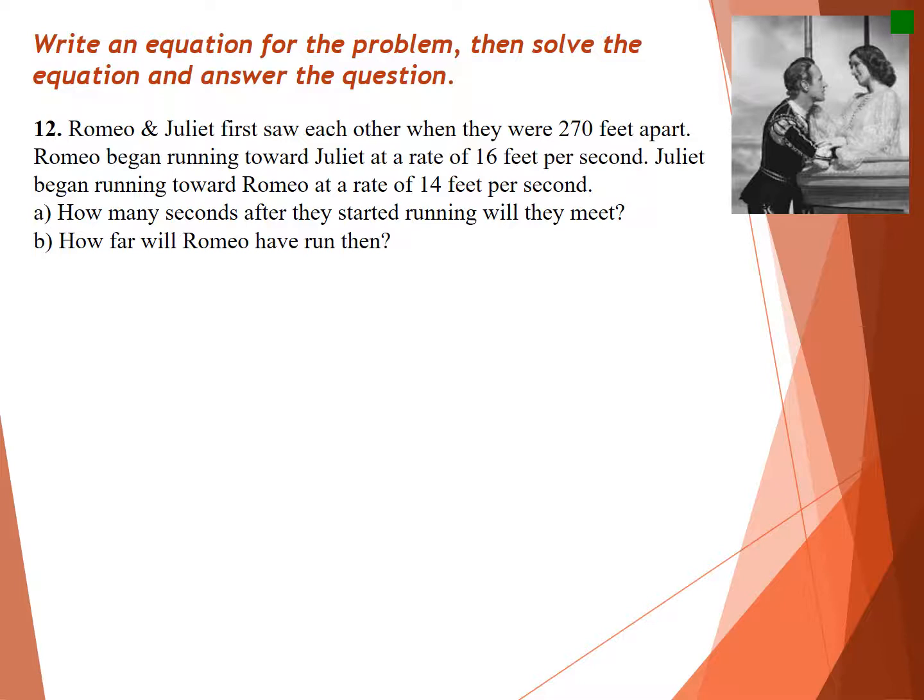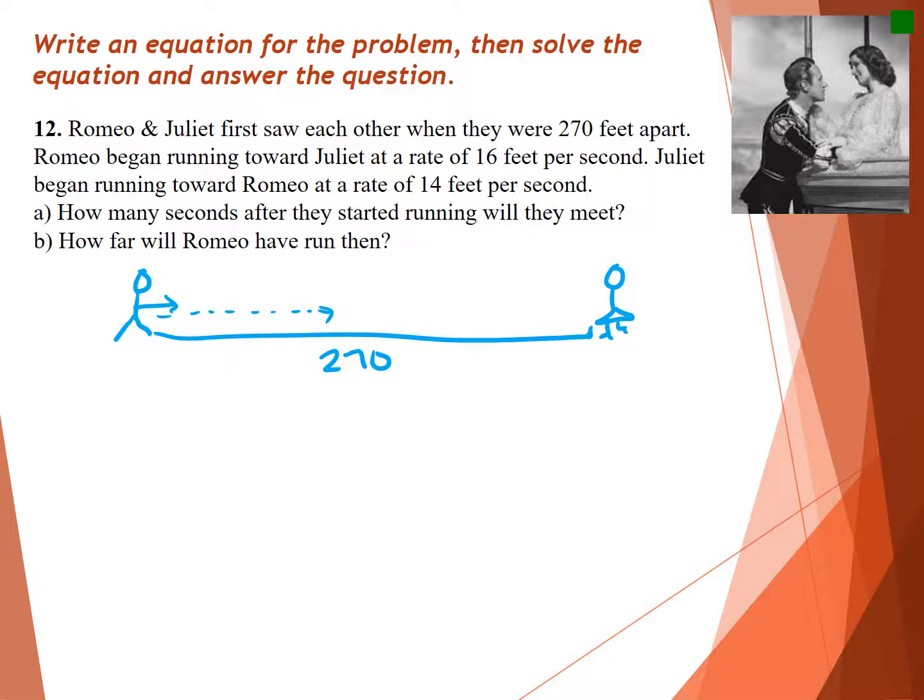Romeo and Juliet, Romeo, Romeo, wherefore art thou? We're 270 feet apart. So here's Romeo, here's Juliet. Whoops, that's poor. Look at, she's all bent over, poor little woman. There she is. She's got heels on. Very hard to run in. They were 270 feet apart. Romeo starts running towards Juliet. Juliet begins running.